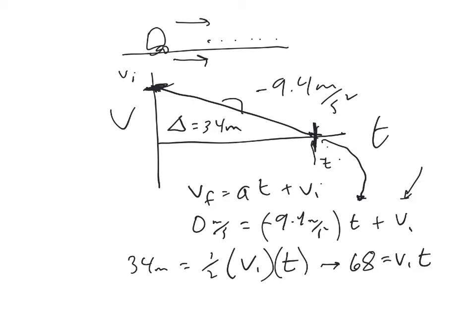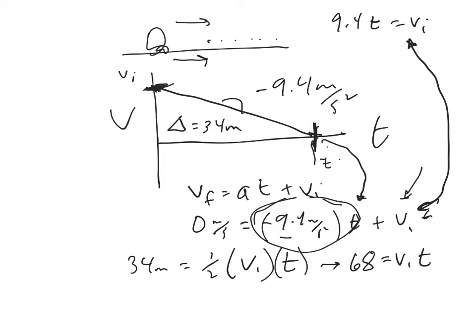This equation, I don't have a lot of space. I'm going to write it up here. Looks like it's going to be, if I add this to both sides, 9.4 t equals V initial. Okay, so you see what I did there? I did some algebra where I solved this equation for V initial just by adding this term to both sides.